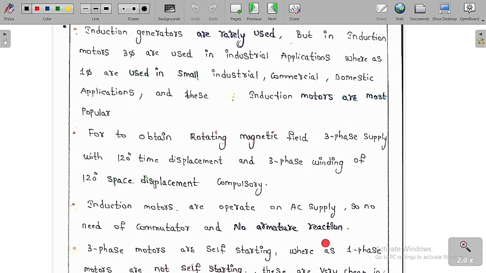and no armature reaction. I already told you, induction motors operate on the AC supply, so there is no need of commutation and there is no armature reaction. Armature reaction and the commutator are not present in induction motors, because we always operate them on AC supply.